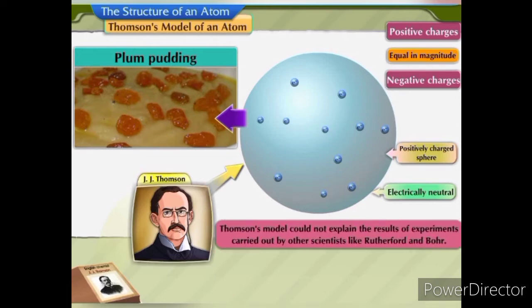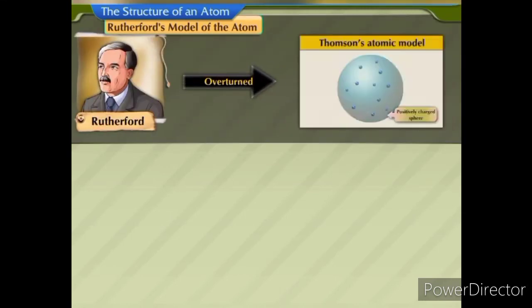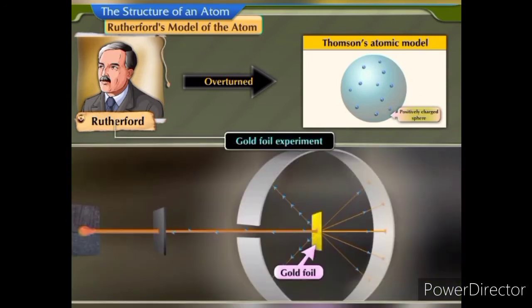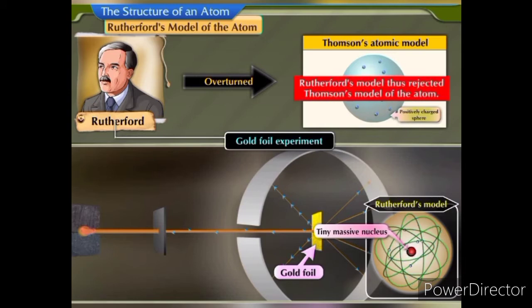But his model could not explain the results of experiments carried out by other scientists like Rutherford and Bohr. Rutherford's model of the atom. Rutherford overturned Thomson's atomic model by his gold foil experiment. His experiment demonstrated that the atom has a tiny, massive nucleus. It thus rejected Thomson's model of the atom.